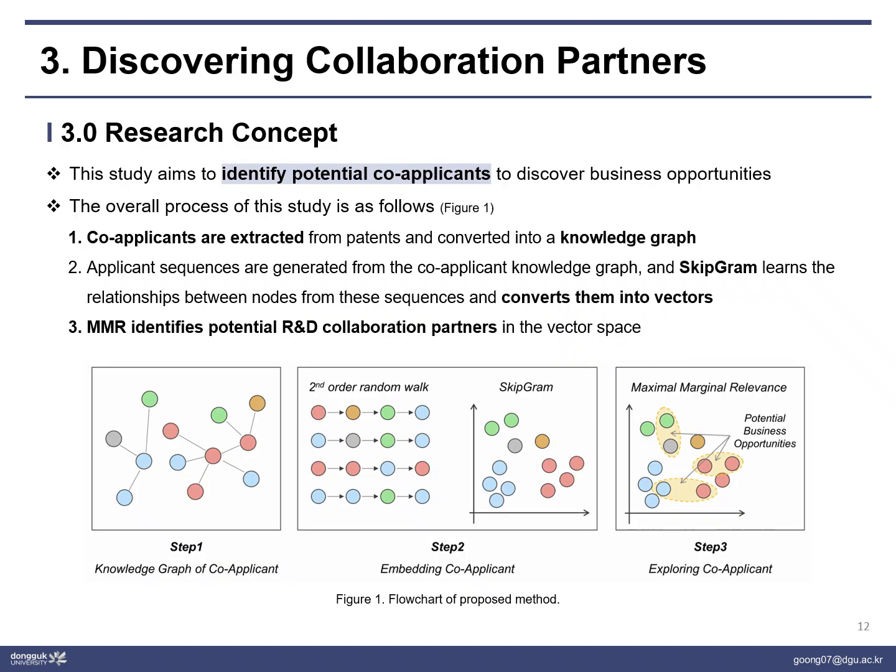This study aims to identify potential co-applicants in order to explore new business opportunities. First, co-applicants are extracted from patents and transformed into a knowledge graph. Next, applicant sequences are extracted and trained based on skipgram to perform node embedding. Finally, MMR is used to identify potential R&D collaboration partners in the vector space.